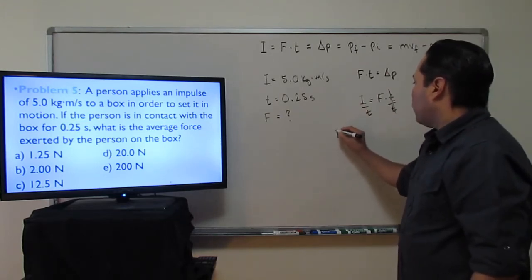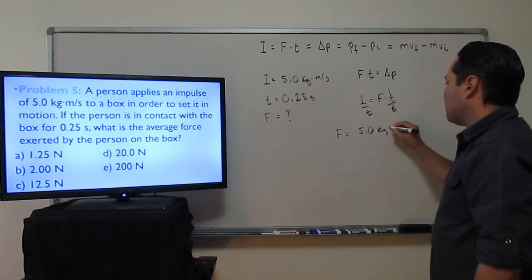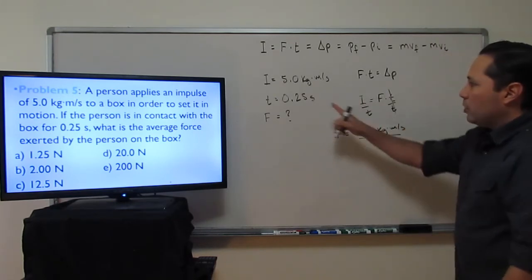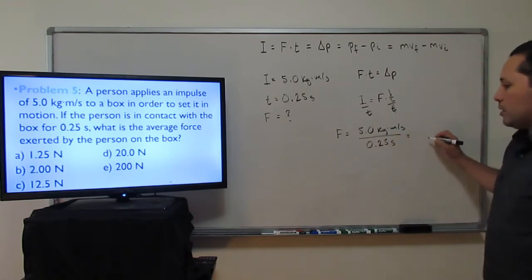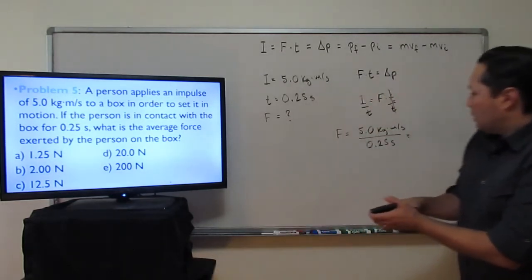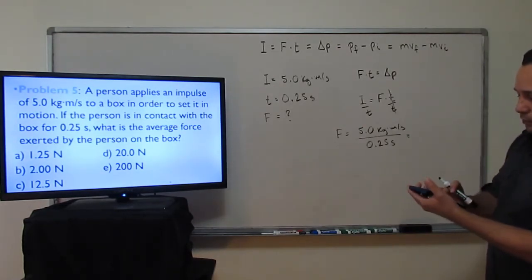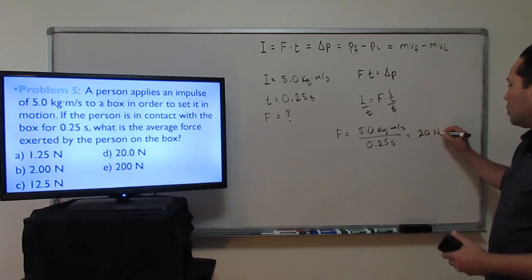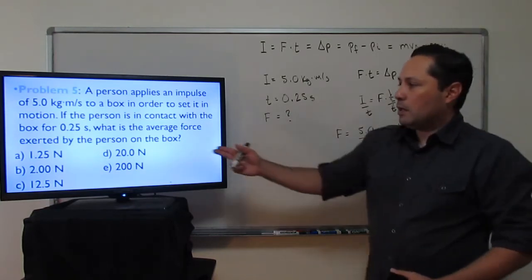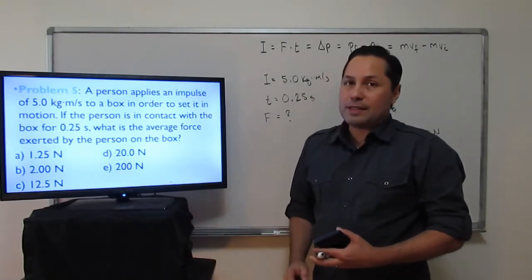So force is equal to impulse, which is given to us at 5 kilograms times meter per second, over the time, which is just a quarter. Alright, and our answer comes out to be 5 divided by 0.25. That is 20 newtons. So for this problem, it will be letter D is our answer. Let's go ahead and move along to problem number 6.